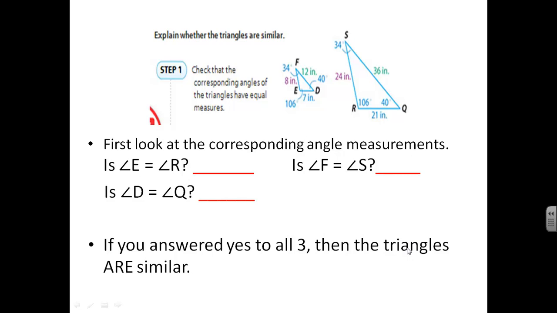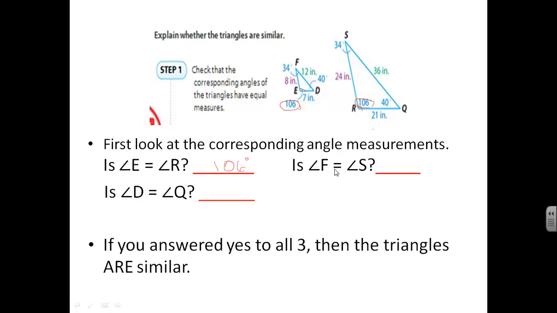Okay, let's look at a new set of triangles. And we're going to try to figure out if the triangles are similar. Check that the corresponding angles of the triangle have equal measures. Okay, so is angle E, see if I can find where my little thing, there we go. Angle E is 106 degrees. So the one that corresponds to that is angle R. Is it also 106? Yes, so write 106 degrees there. Angle E equals angle R.